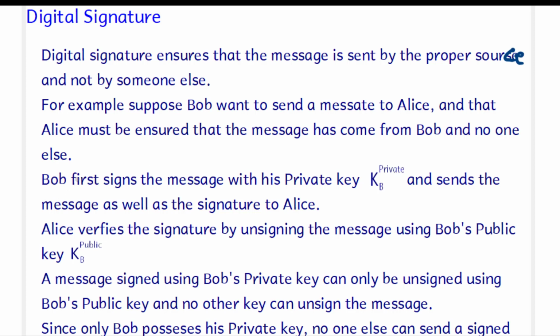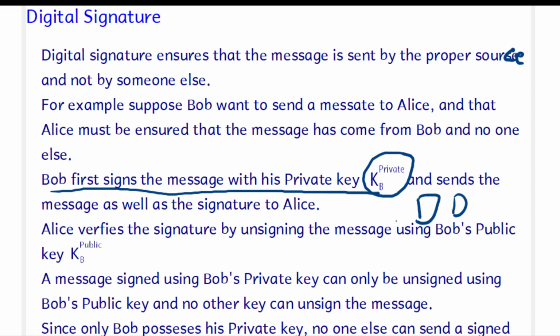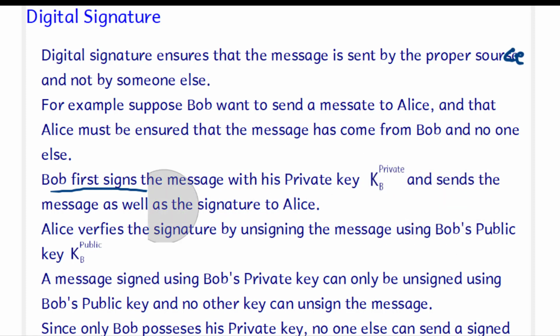How does Bob actually digitally sign the document? Bob first signs the message with his private key. Bob takes the message and signs it using his own private key, and sends the message as well as the signature. So Bob sends these two things, the message as well as the signature of the message, to Alice.